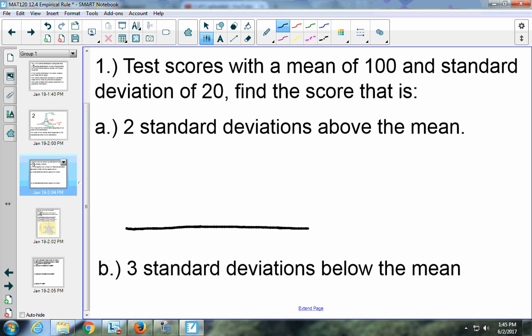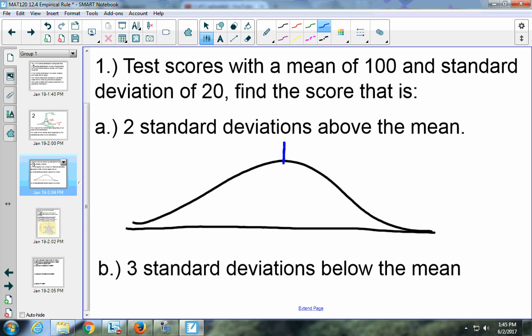So I'll draw my number line, because our normal curve is typically on top of a number line, and draw that normal curve. Now, right in the middle of this normal curve is the mean, and they told us that the mean was 100. Typically, when we draw a normal curve, we draw 3 standard deviations above the mean and 3 standard deviations below the mean. We'll talk about why when we discuss the empirical rule. They told us that the standard deviation is 20.